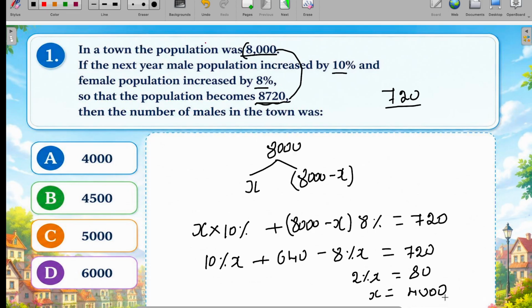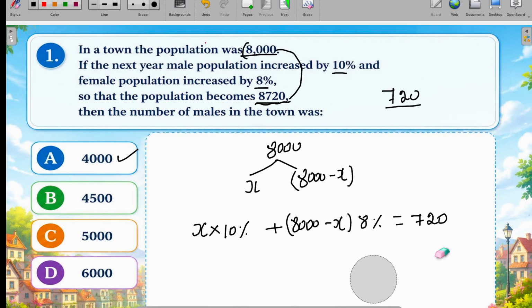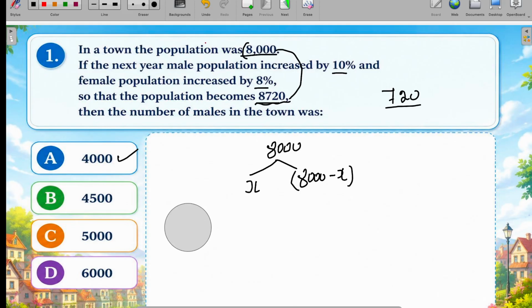If X is 4,000, then boys are 4,000, and girls are 8,000 minus 4,000, that is also 4,000. Both are the same, and the total is 8,000, right? So boys are 4,000 and girls are 4,000. This is one way of writing the equation. The second way, the same equation you can write like this also; I will just write the equation, I don't want to solve again. But method 3 I will explain one more way, which is also important.